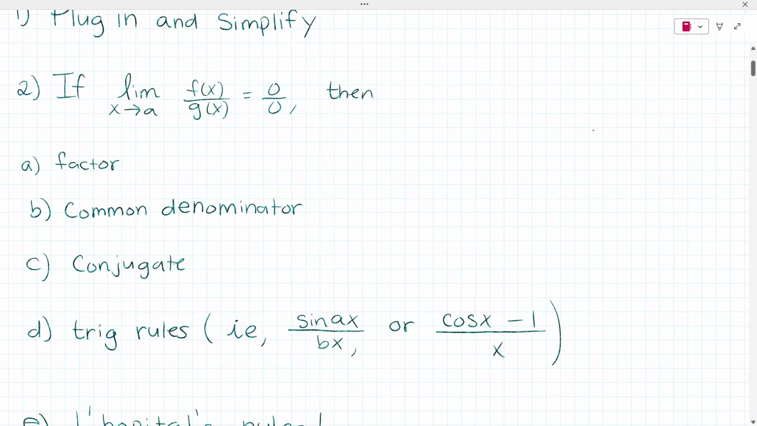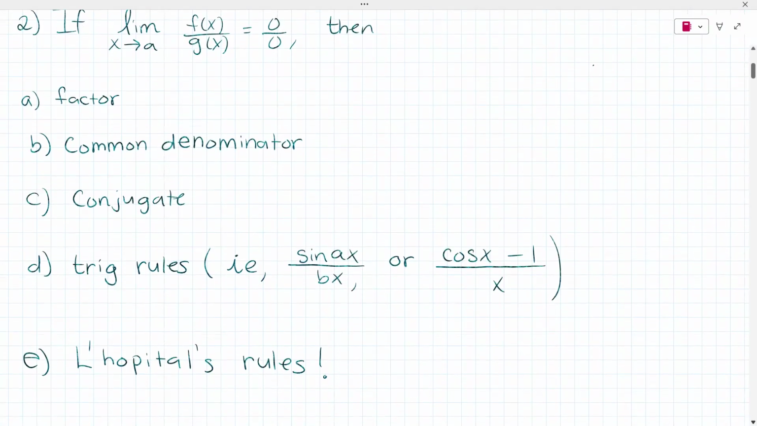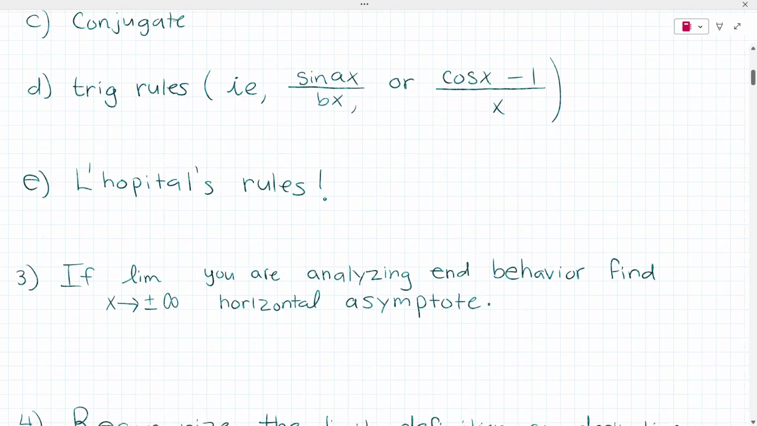And then if you have some trig rules, you can use, for example, the trig rules sine of ax over bx or cosine of x minus 1 over x. Or you could just do L'Hopital's rule. That would work as well. Like I said before, if all fails, you can always do L'Hopital's rule. If your limit is going to positive or negative infinity, you are analyzing end behavior, and you are basically finding the horizontal asymptote, and we'll go over those rules if we need to.